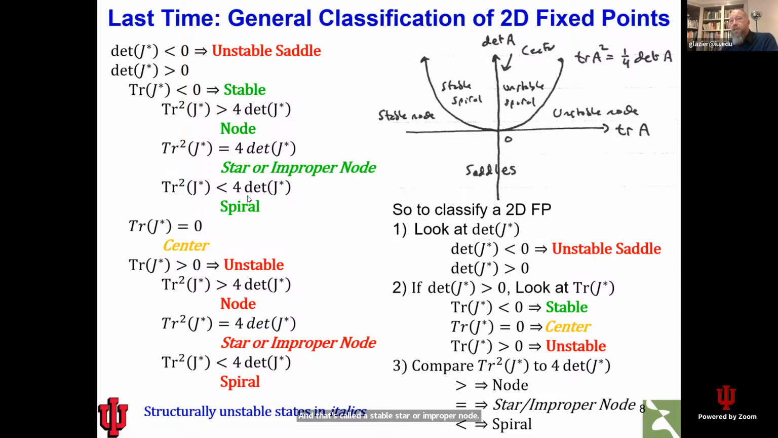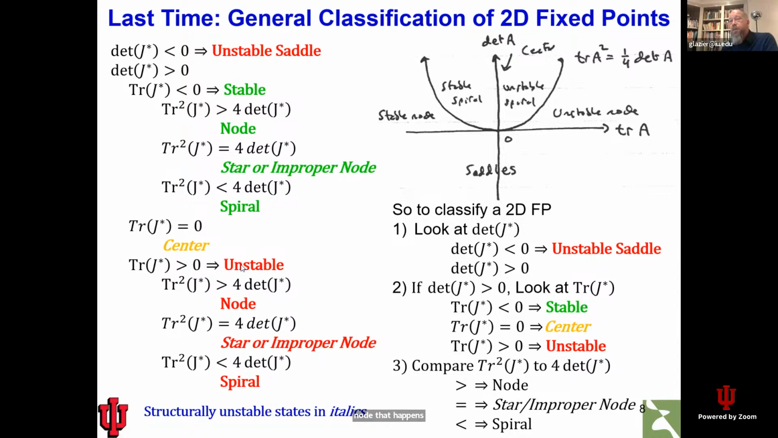If the trace squared is less than 4 times the determinant, I have a complex conjugate pair of eigenvalues, and that gives me what's called a stable spiral. We'll come back to that in a minute. If the trace is 0, I'm on the center line, I have what's called a center node. That happens to be a neutrally stable state.